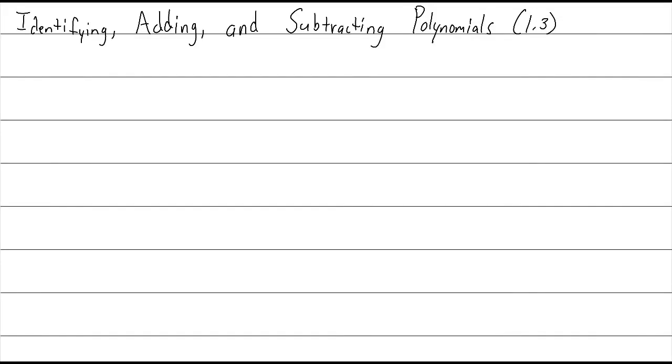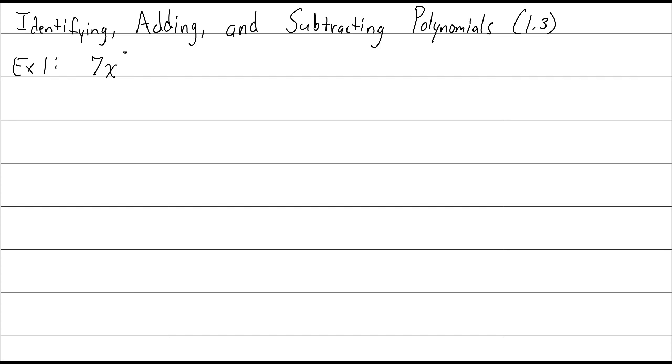Okay, we are in section 1.3, which is identifying, adding, and subtracting polynomials. So first, let's start off by talking about what is a polynomial. Honestly, I think the best way to learn what a polynomial is, is to look at them. So we'll start off with our first example here, and I will write out a polynomial.